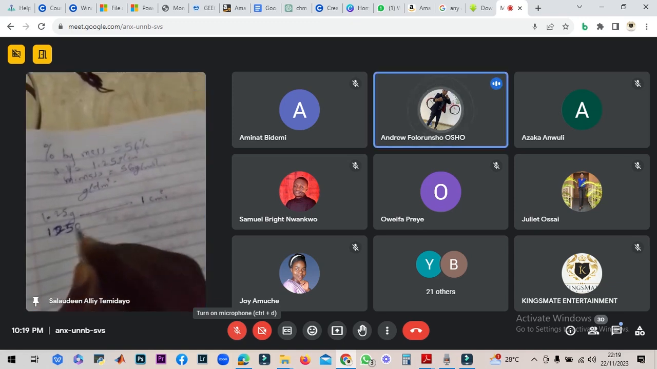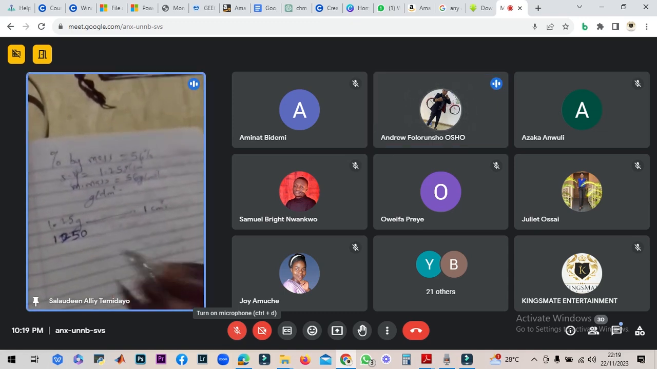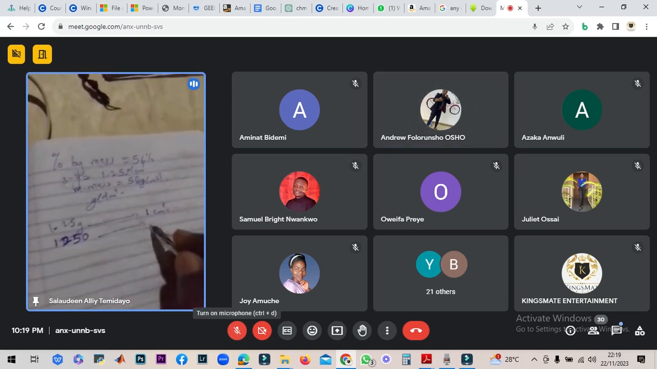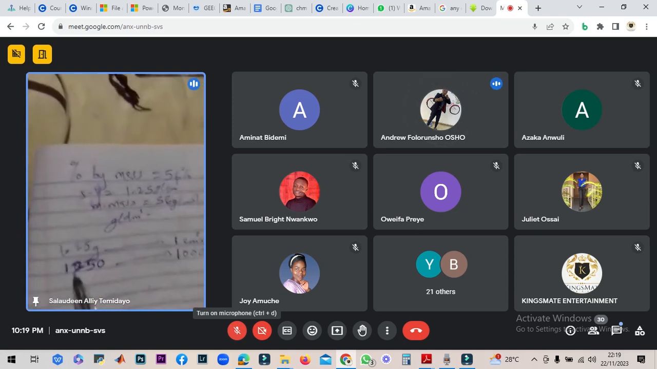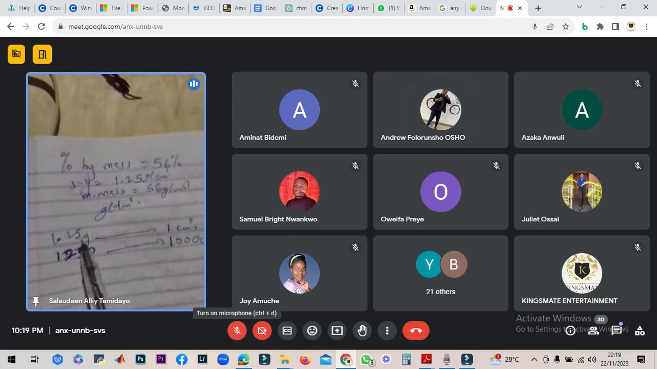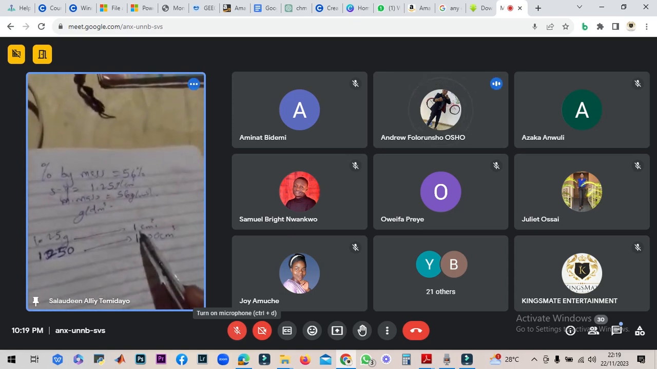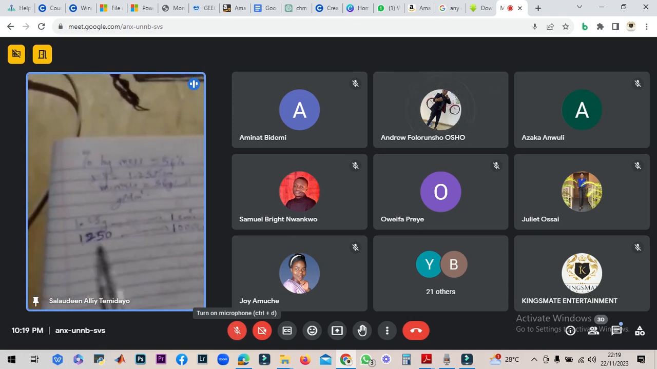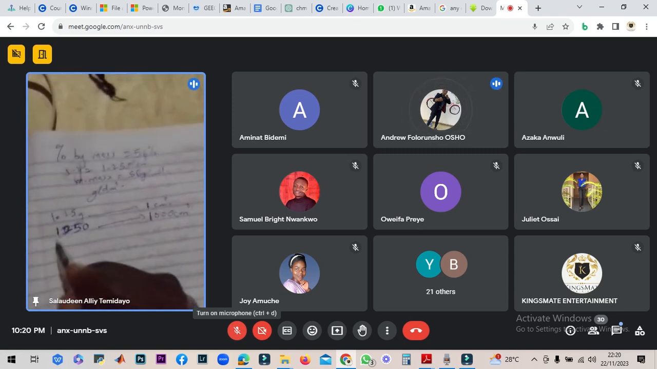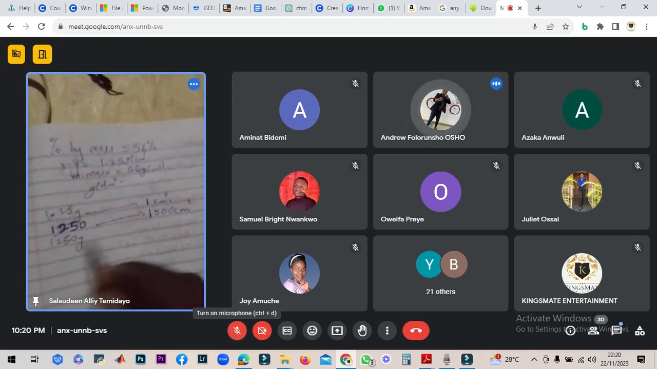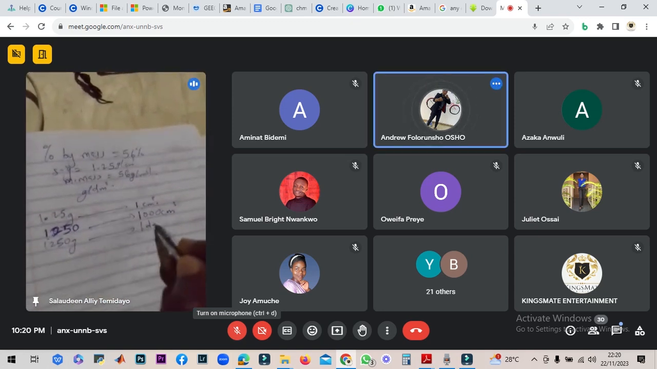That's 1,250. Yeah, 1,250 is going to be in 1,000 cm cube. If you multiply both of them by 1,000, multiply 1.25 by 1,000 and multiply 1 cm cube by 1,000, we're going to have 1,250 in 1,000 cm cube. That is 1,250 grams in 1 dm cube.